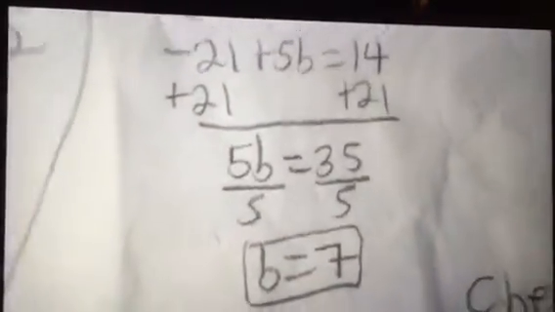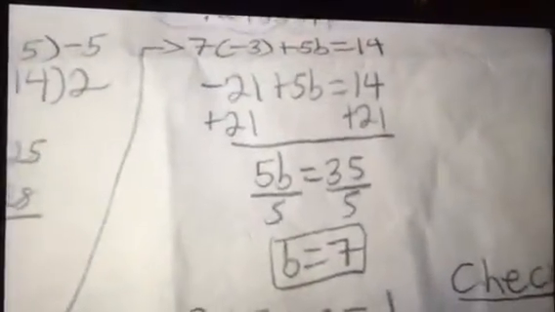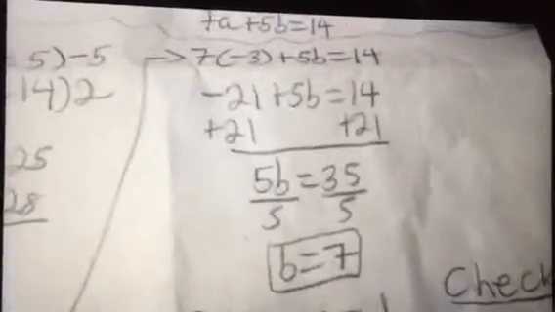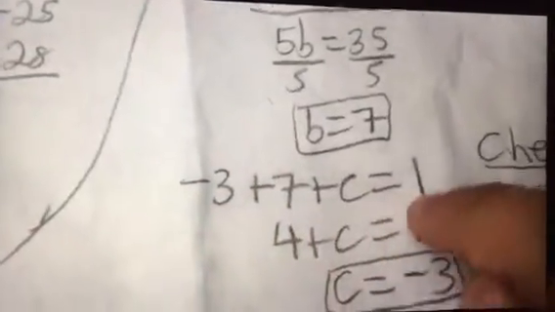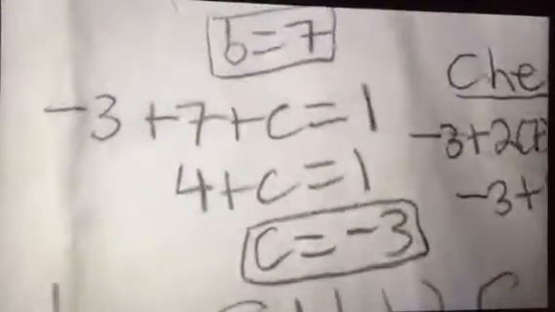And then, now that you have a and b, you can plug a and b into any equation you want. I chose this one, and I got negative 3 plus 7 plus c equals 1, which gave me c equals negative 3.